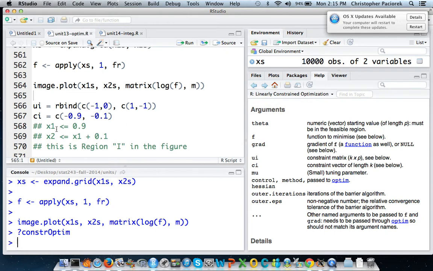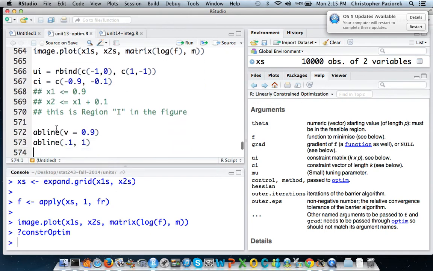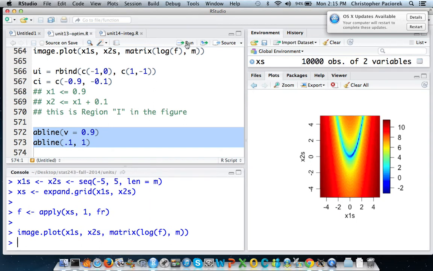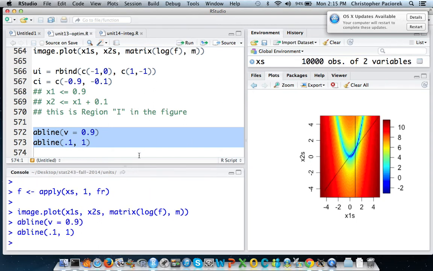And so in this particular case, I'm going to imagine that we are tasked with the problem of finding the minimum within this region here. I've written it in comments here: x1 is less than 0.9, so here's x1 less than 0.9, and x2 is less than x1 plus 0.1, so down in here. So this defines the feasible region in which the constrained solution can lie.